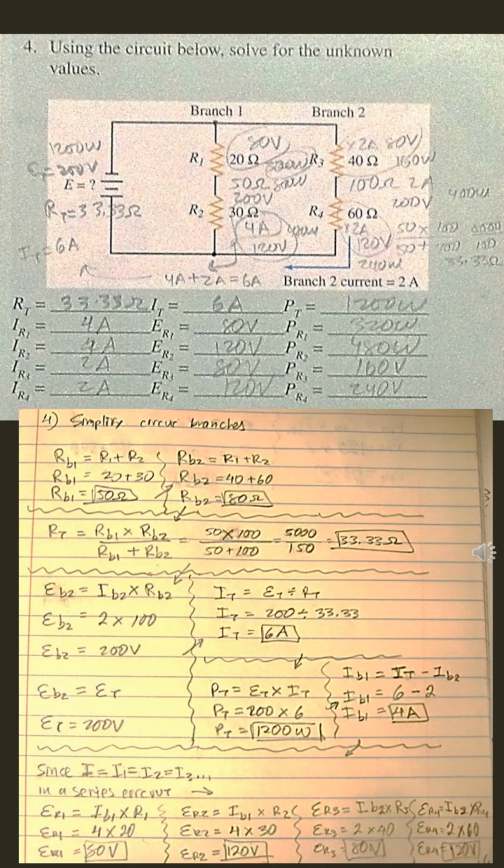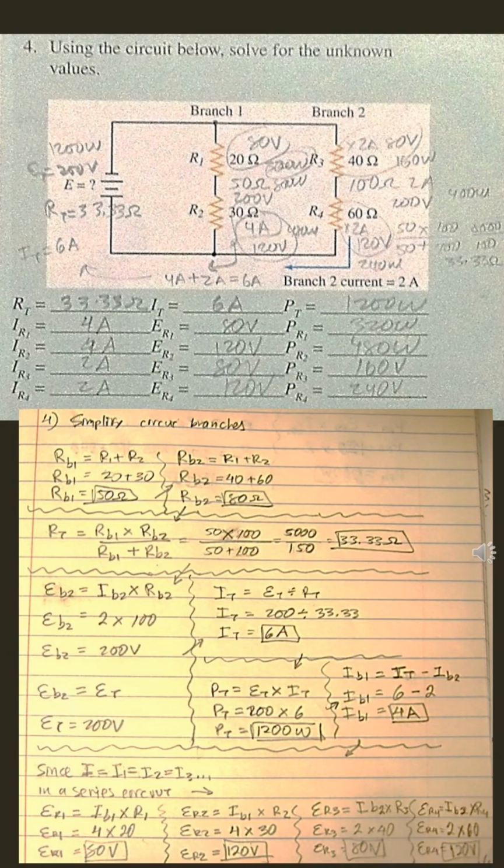So now we have our current total, and since we have our current total, we can figure out one more thing, but we'll leave that for the next step. The power total is found with the power formula, power or P equals E, or voltage, times I, or current. Or power equals voltage times current. In this case, voltage is 200, and our current total is 6 amps, or 1200 watts.